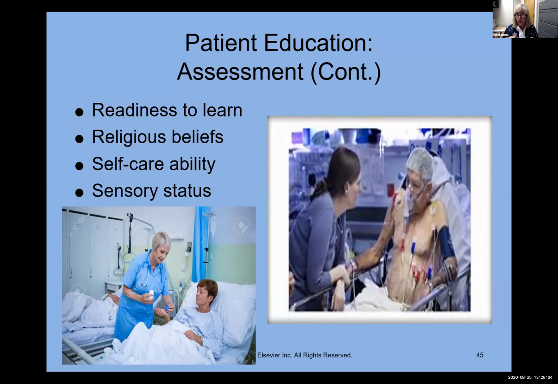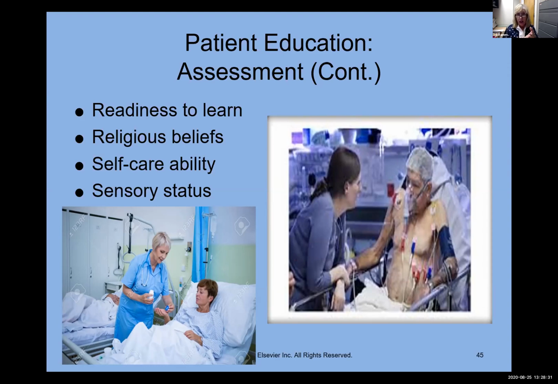I would worry about a nurse that would barge into this guy's room and say, all right, now let's talk about the antibiotic you're going to go home on. That's not the time or the place. So you've got to pick up on your patient's cues, all part of your assessment. We talked about mobility status, their self-care ability, how is that going to be impacted? We talked about sensory status.